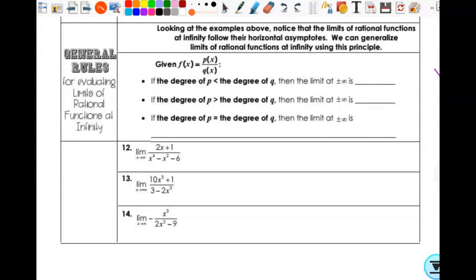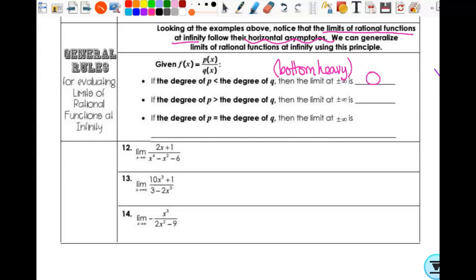It says, looking at the examples above, notice that the limits of rational functions at infinity follow their horizontal asymptotes. So if I have f of x, so p of x over q of x, which means I have x's in the numerator and denominator. If the degree of p is less than the degree of q, that means that it is bottom heavy. We knew already that our asymptote was at y equals 0, which means the limit is 0, because that's where we're going, right?